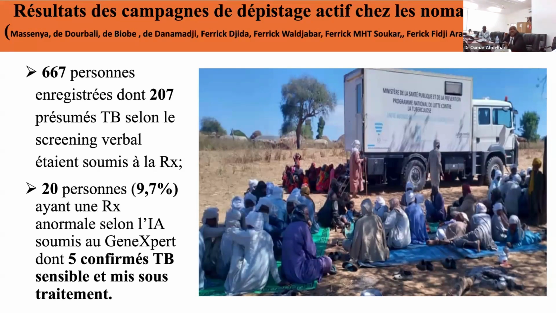They did a verbal screening, and among those who had the verbal screening, we had 200 that were suspected TB cases according to verbal screening, and they were referred to X-ray. 207 did X-ray, and 20 people, so 9.7% of them, had abnormal X-rays. They were also referred to GeneXpert and did the test. And among those positive on X-ray, 5 were confirmed TB cases that were sensitive and started treatment. Next.